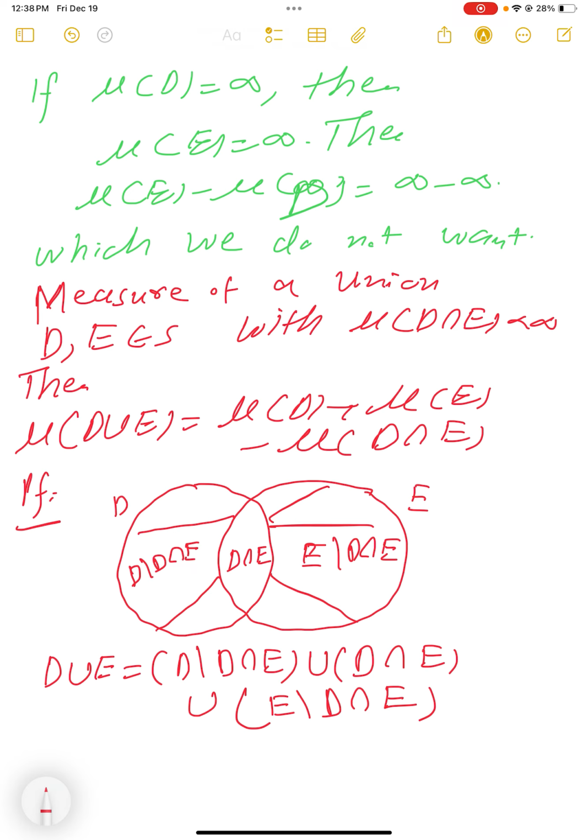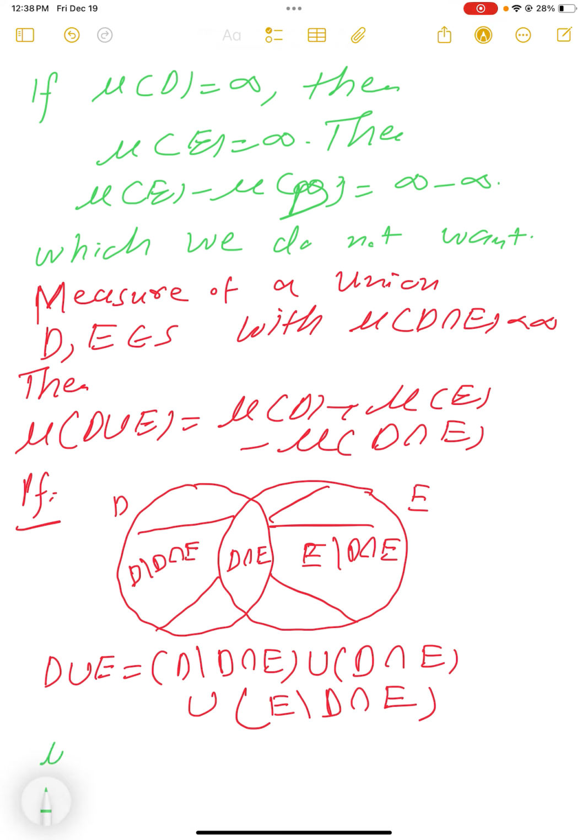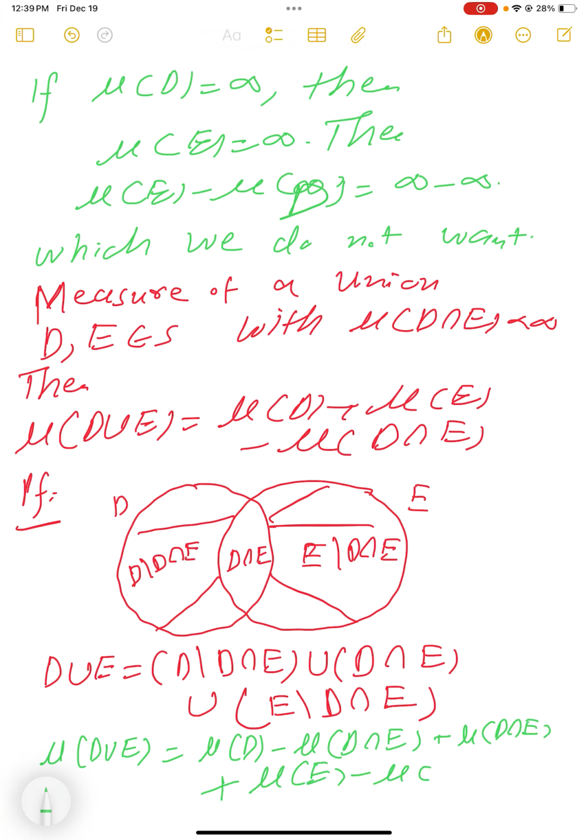If they are disjoint, we can go ahead and use the second property of measure. So the measure of D union E is the measure of D difference D intersection E, which is the measure of D minus the measure of D intersection E, plus the measure of D intersection E, and then plus the measure of E minus the measure of D intersection E. So this is nothing but the measure of D plus the measure of E minus the measure of D intersection E. Hence we are done.